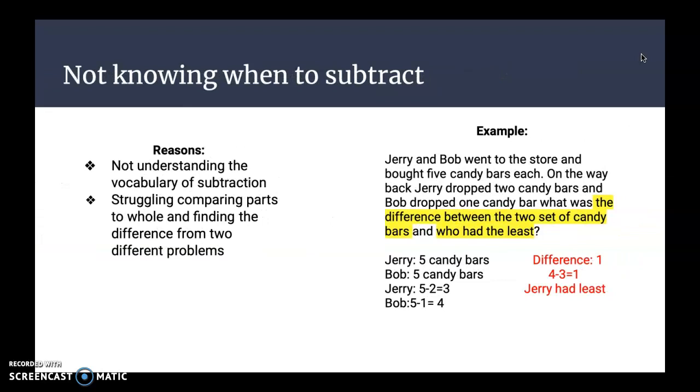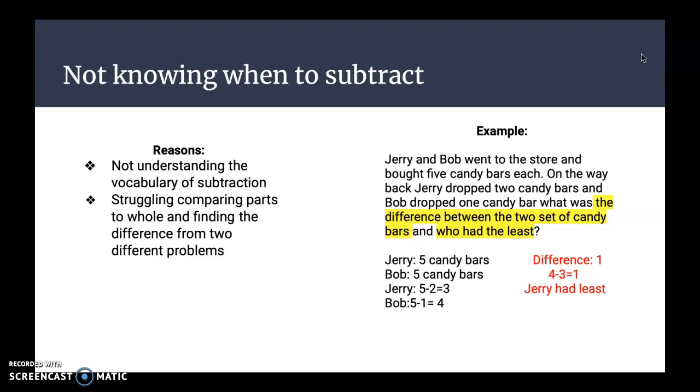The third misconception is not knowing when to subtract. The reason is that students sometimes struggle with vocabulary of subtraction, but they know the addition vocabulary better. A lot of students have a hard time with word problems because of the vocabulary, but if they keep practicing, over time it'll just become a lot easier.